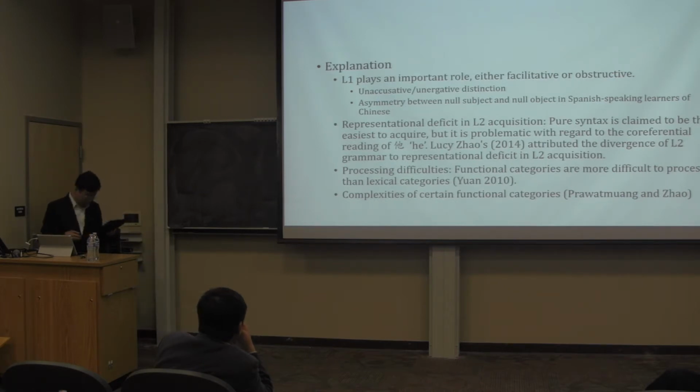So can we provide explanation to the divergent findings? I think we might provide some explanations in four aspects. The first is, in all the studies above, L1 plays an important role, either facilitative or obstructive. For example, English-speaking learners acquire the unaccusative distinction very late due to L1 transfer, because in English, the object of unaccusative, the single argument of unaccusative verbs, must raise to the subject position. And so in the beginning, they reject all the sentences with the NP following an intransitive verb.